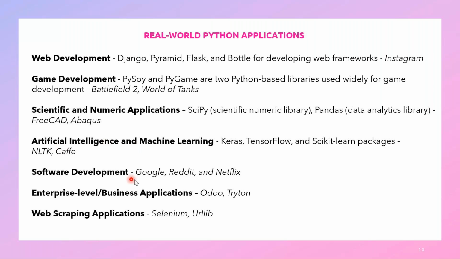So in software development, Google.com, right? Those Google applications, and Netflix also, are Python based applications. So for software development also we can make use of it. For enterprise and business applications, Odoo and Tryton use Python. For web scraping applications, Selenium and URL libraries are in place. The web framework Python packages are all based on Python only.